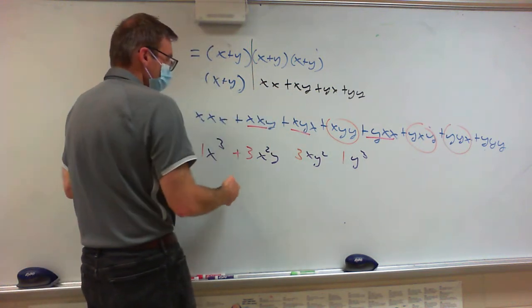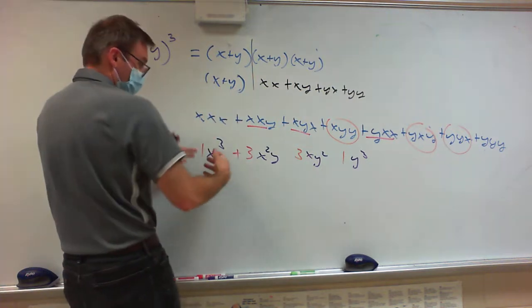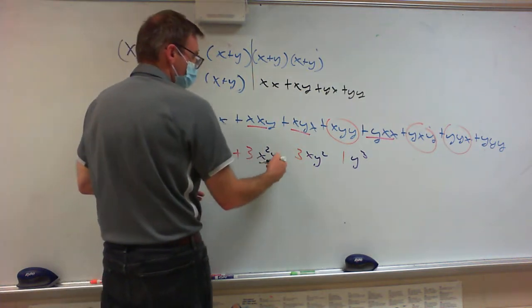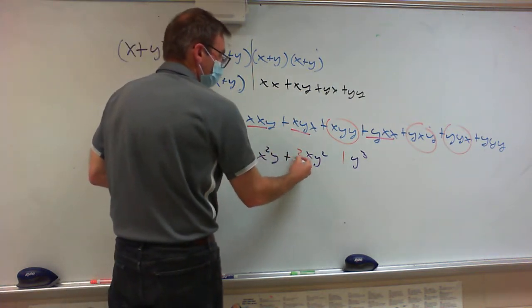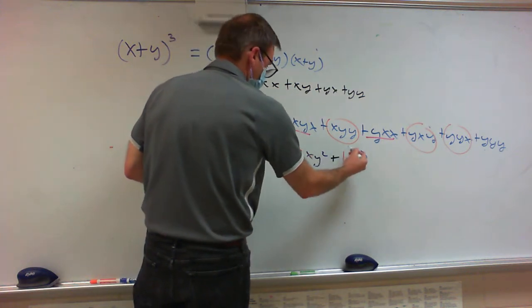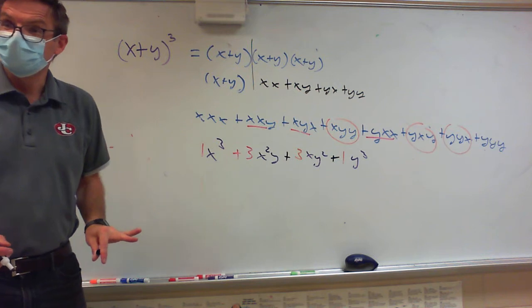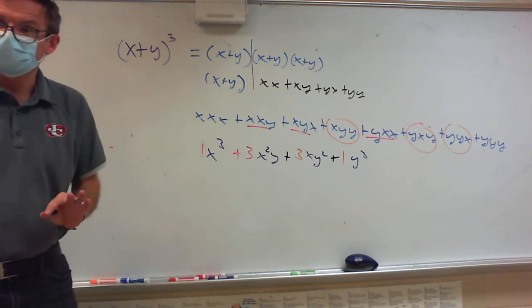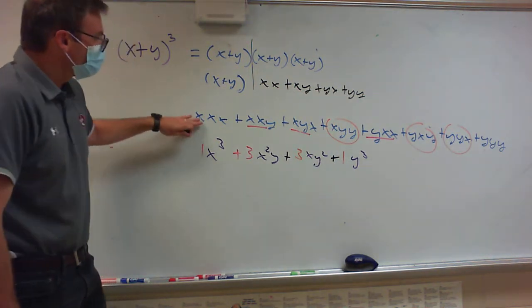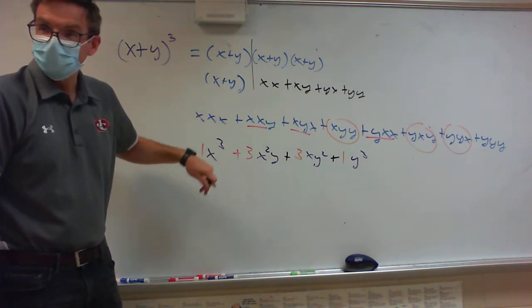if I were to multiply this out like a sane person, my final answer would be x cubed plus 3x squared y plus 3xy squared plus y cubed, right? So this is the answer, right? But here's the cool part. Notice how all of these have 3 positions.